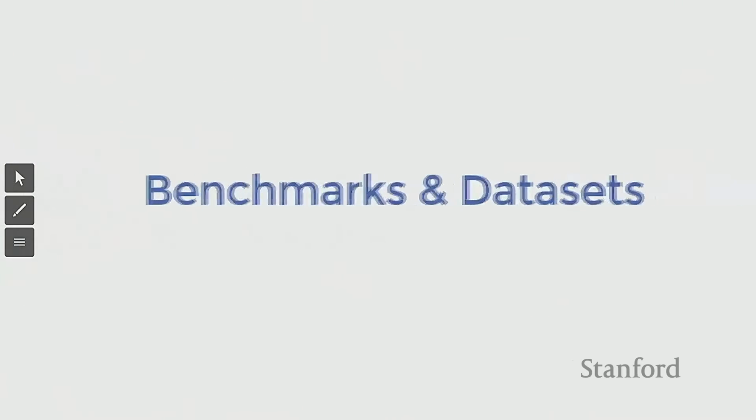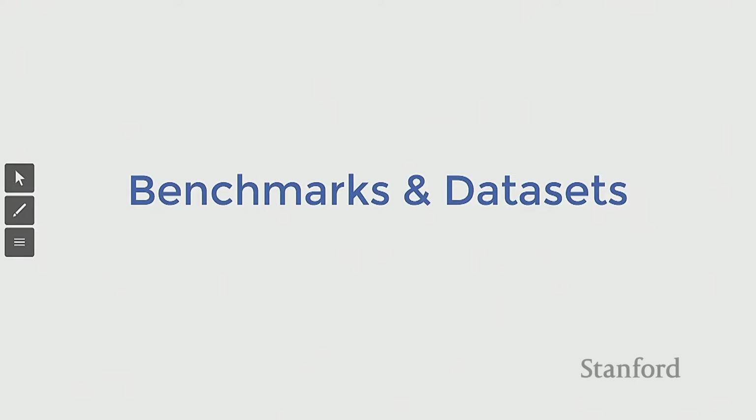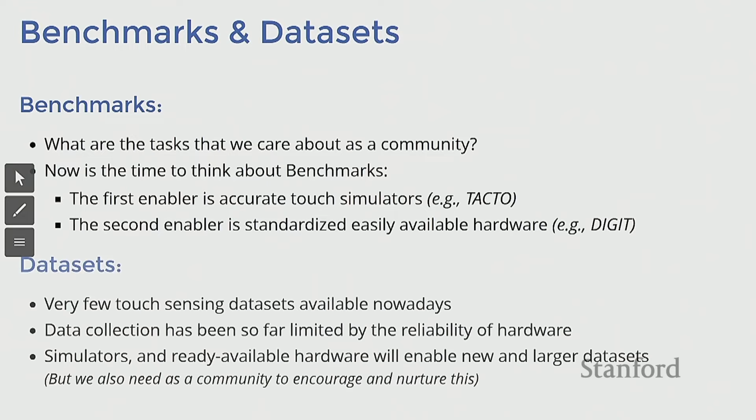So finally, the 4th pillar of our ecosystem is benchmarks and datasets. Benchmarks and datasets are crucial for any healthy scientific community. They are extremely important for measuring progress, and for being able to, with the dataset, also provide tools to people that are not interested in working exclusively in hardware.